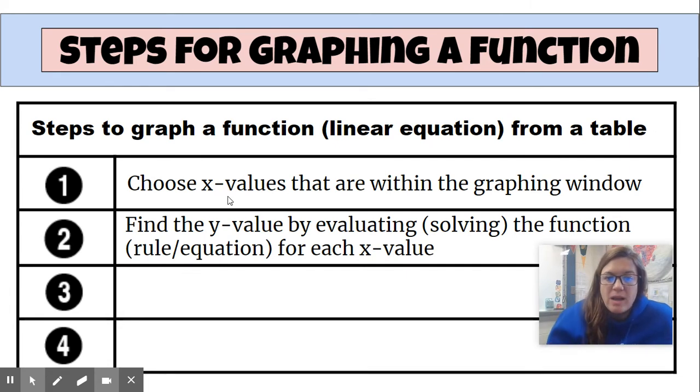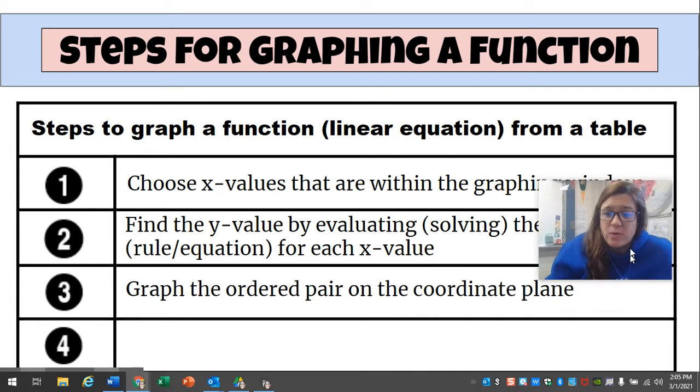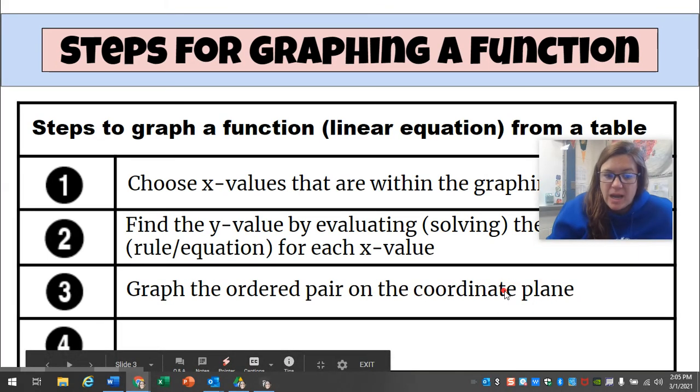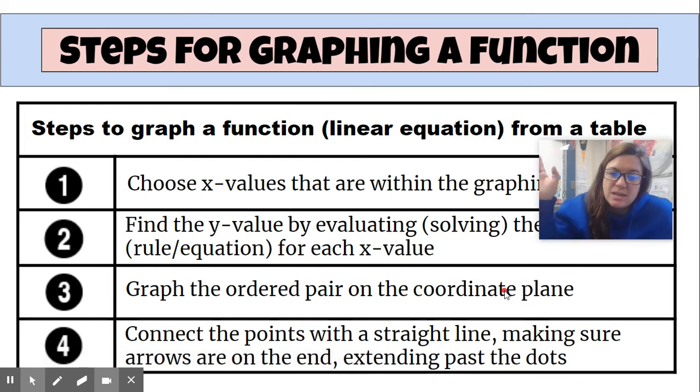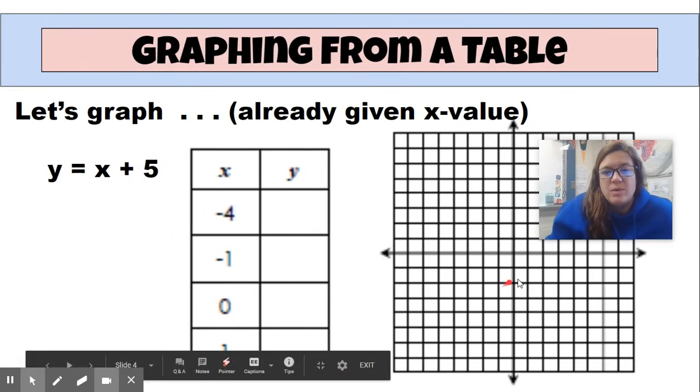Then you're going to find the y value by plugging in the x number and following order of operations, and that will give you the y value. And then you're going to graph the ordered pair. It's going to give you an x and a y. And then you're going to connect the points with a straight line. You're going to put arrows at the ends, and you're going to make sure that it extends past all the dots. So let's see what that looks like.